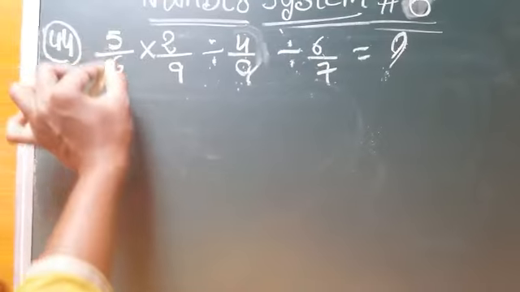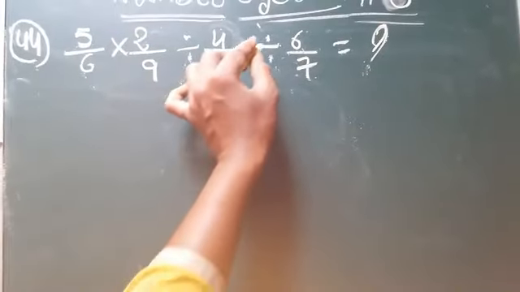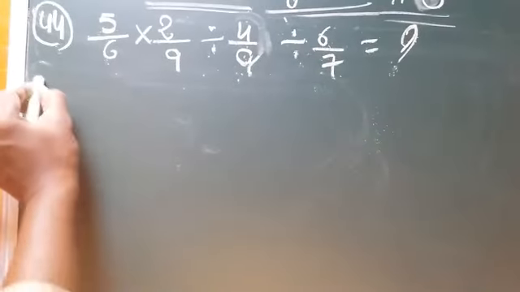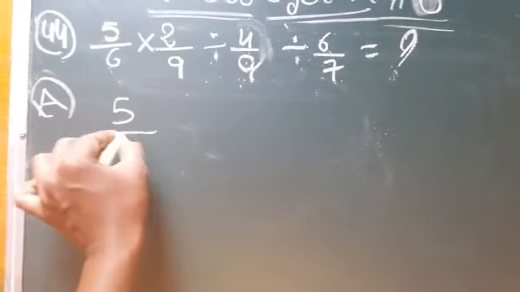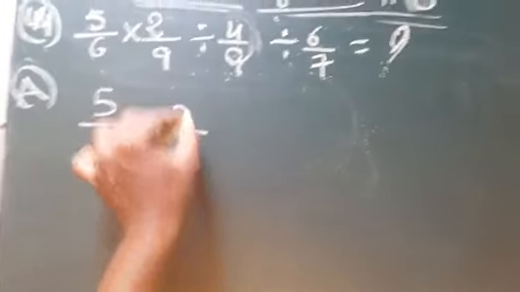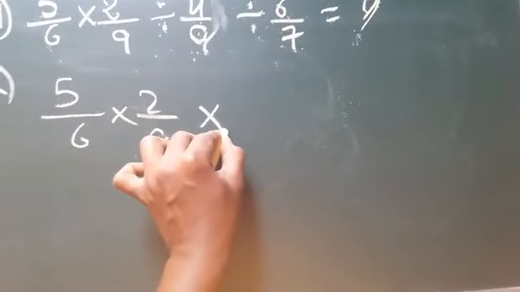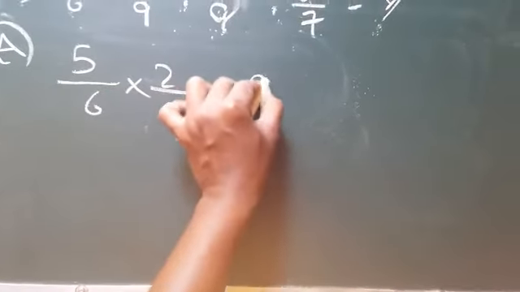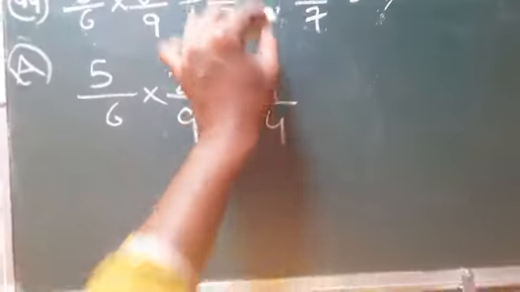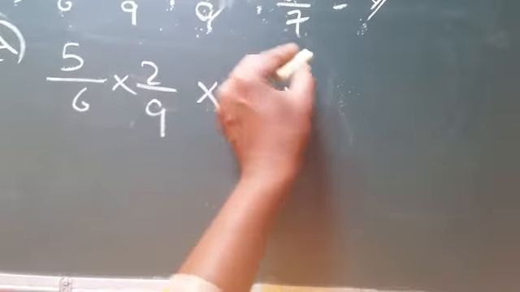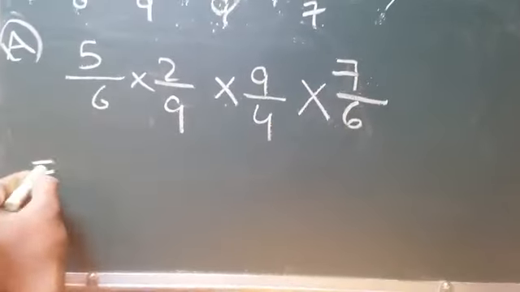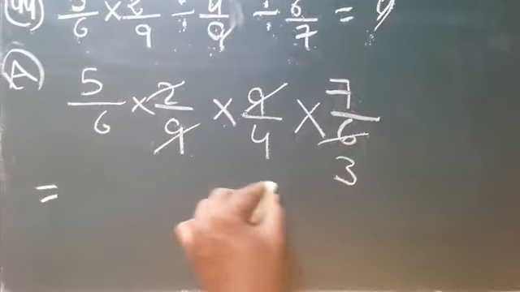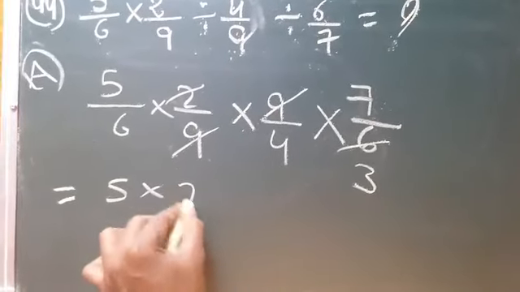See the next problem. 5 by 6 into 2 by 9 divided by 4 by 9 and again divided by 6 by 7. Here we have to find the total value of this question. Let us replace divided by with multiplication. 4 by 9 will become 9 by 4, and 6 by 7 will become 7 by 6. Now it is easy to calculate, right? The 9s will cancel. 2 threes are 6. Is there any other term that will cancel? No. Now multiply these two.